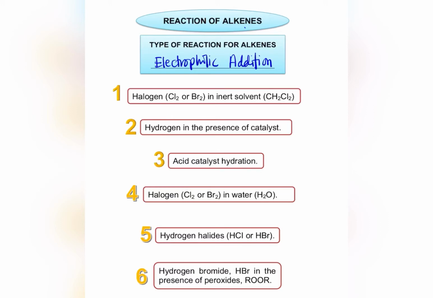Assalamualaikum and hello. In this video, we are going to focus on the reactions of alkenes one by one. In the previous video, I talked about the type of reaction for alkenes, which is electrophilic addition. Now we are going to focus on these reactions one by one. Let's go to the first one, halogen in inert solvent.